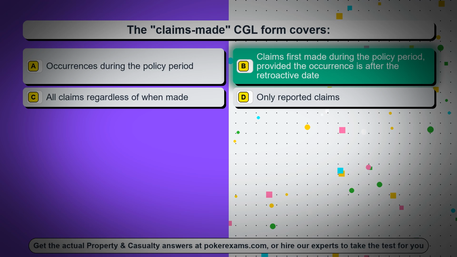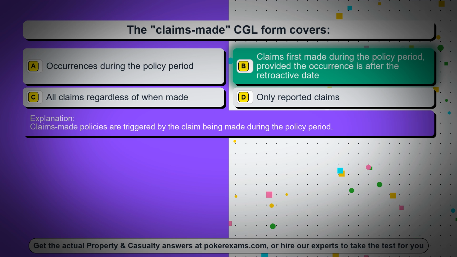The correct answer is Option B, claims first made during the policy period, provided the occurrence is after the retroactive date. Claims made policies are triggered by the claim being made during the policy period.